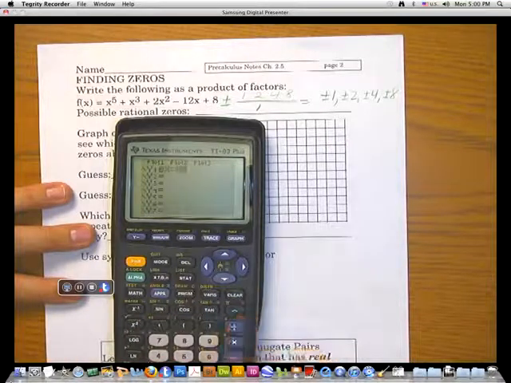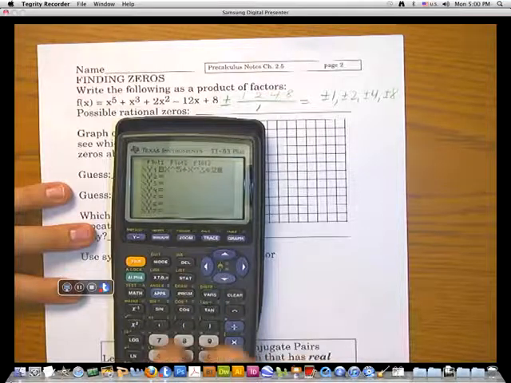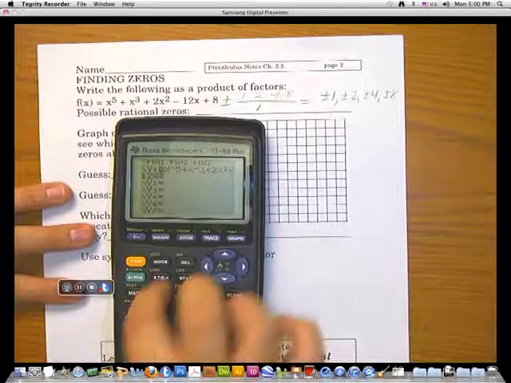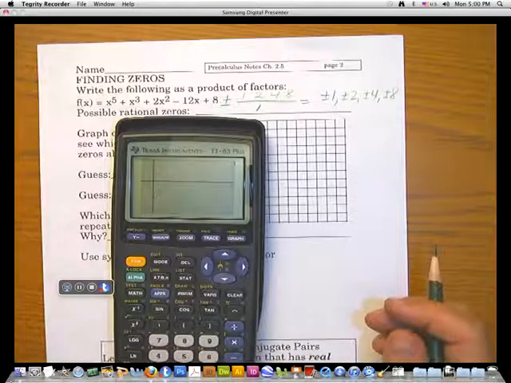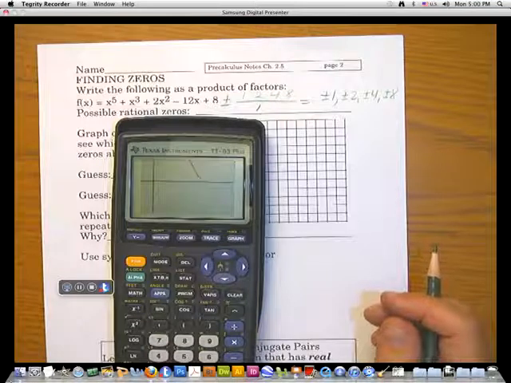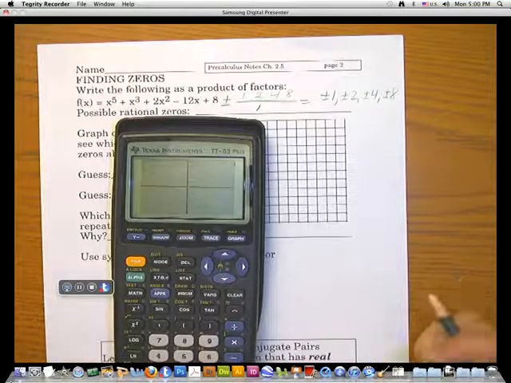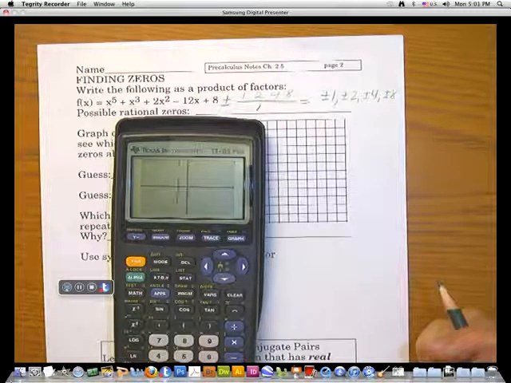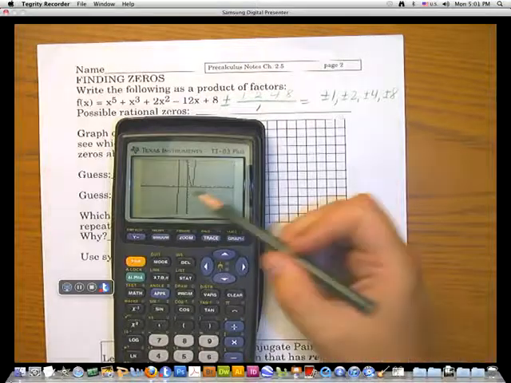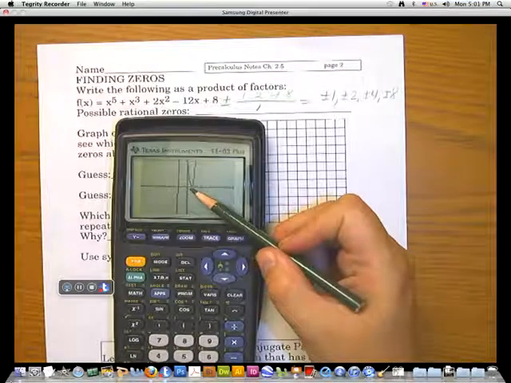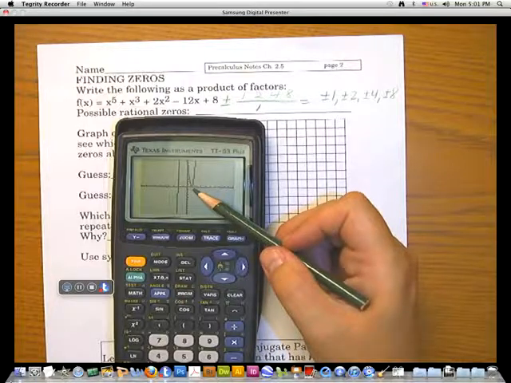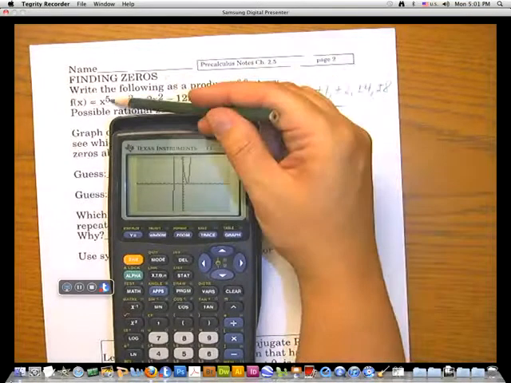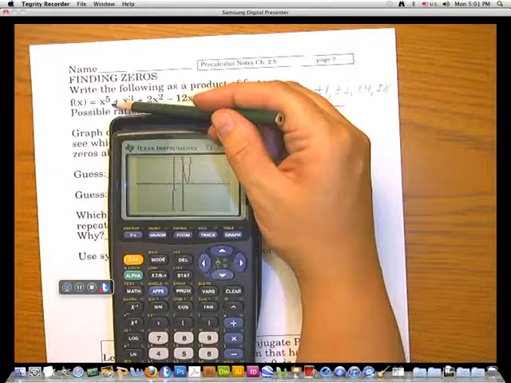Put in that equation, x to the 5th, x cubed, 2x squared, 12x, and when I graph it on a normal screen, I see 1, and then that touches, so that's 2 and 3. So that's actually 3 real zeros, which implies I have 2 more imaginary.